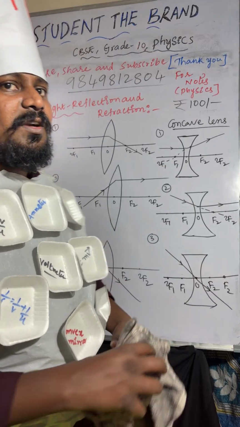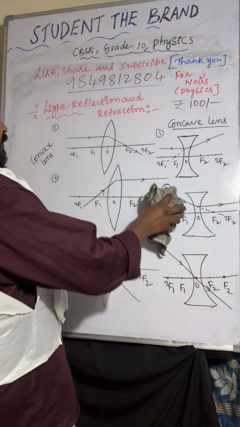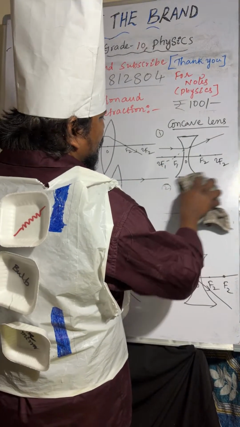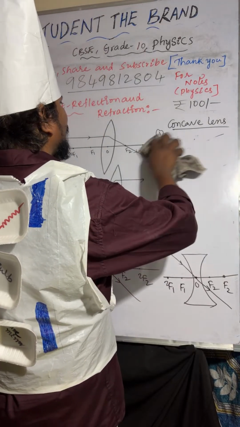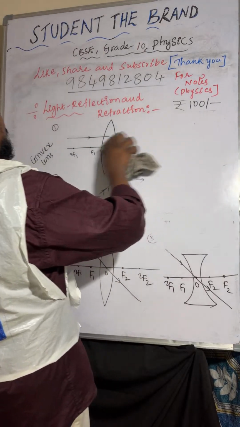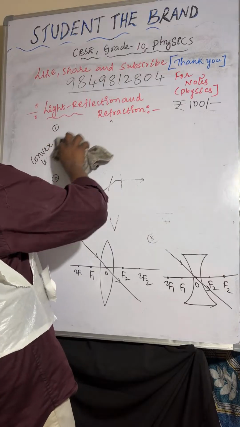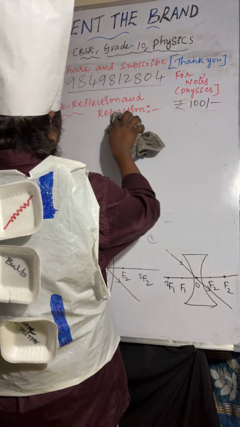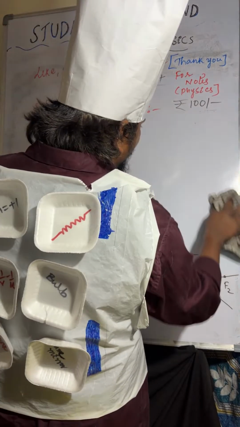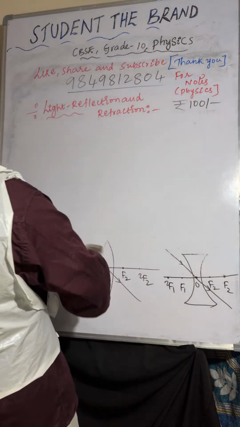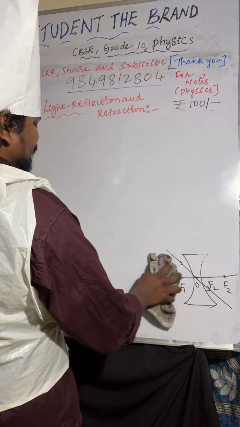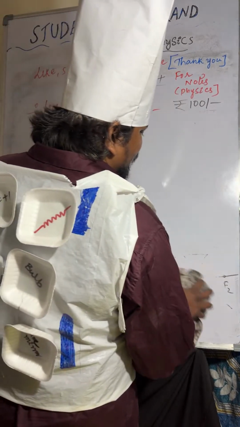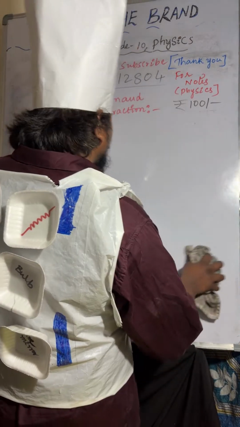Now we will discuss image formations. Convex lens is converging, concave lens is diverging.